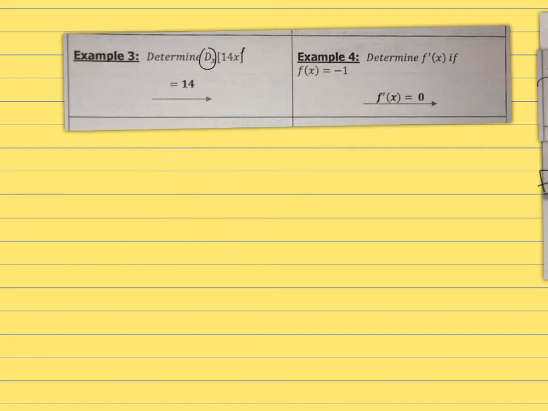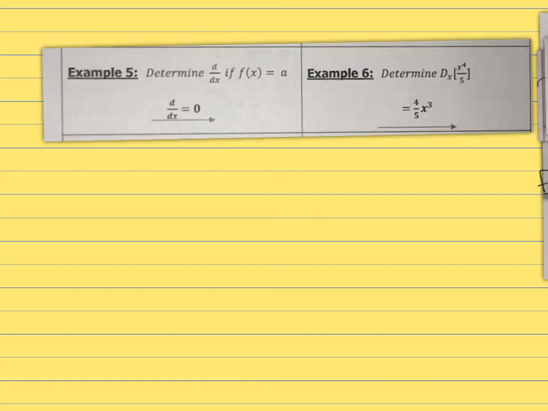The next one, determine the derivative of x if fx is minus 1. Now remember what I said, if there's no x or anything, this always becomes 0. Again, this means the same as that would have meant, okay? So I've got fx is equal to a. A is any number. Remember again, any number with no variable will be 0. It's a rule. You have to remember that.